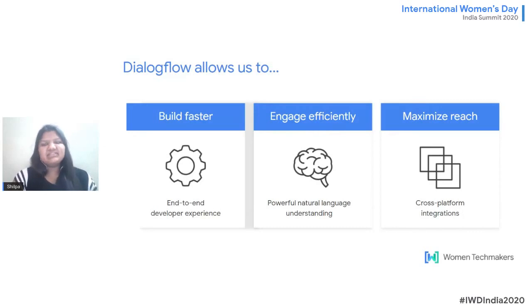Next is maximizing the reach. Dialogflow helps us to maximize the reach by having one-click platform integrations. You can integrate it with Facebook Messenger, you can integrate with Twilio, you can integrate with Twitter. There are lots of platforms where you can integrate it with just one click.